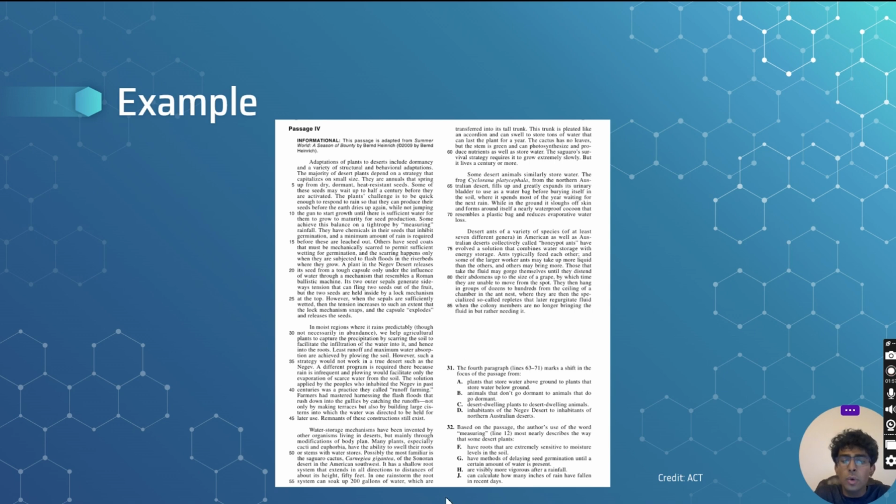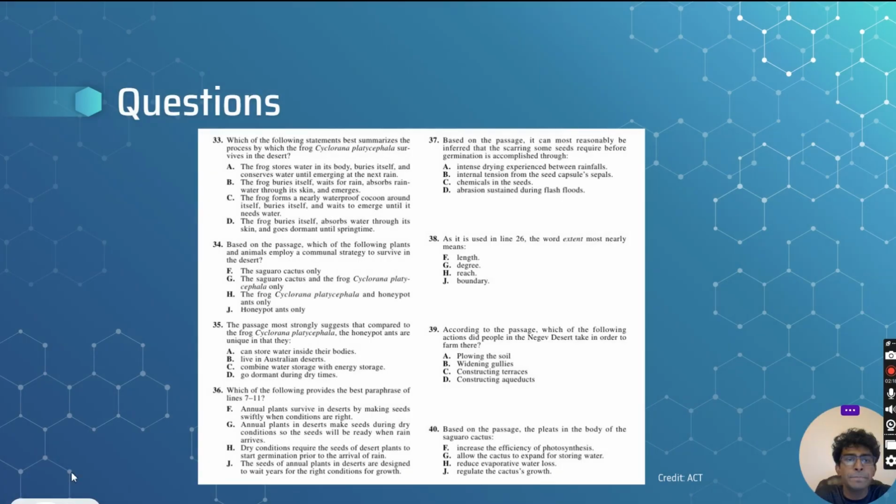So here are the questions. They start down here. Our first question is about the fourth paragraph, the shift in the focus of the passage. Okay, that's a general question. Probably want to come back to that. Measuring line 12, most nearly describes the way some desert plants what. I would probably do this question, one of my earlier ones. It's a specific line reference, and you can read a couple lines of context to figure that out.